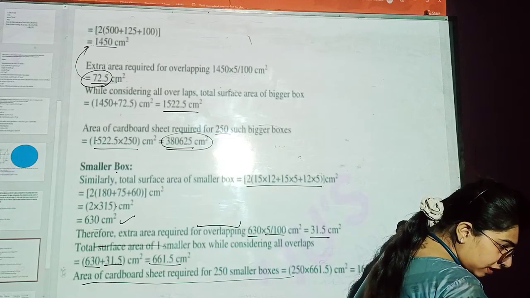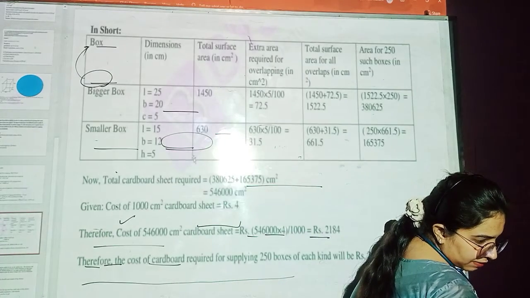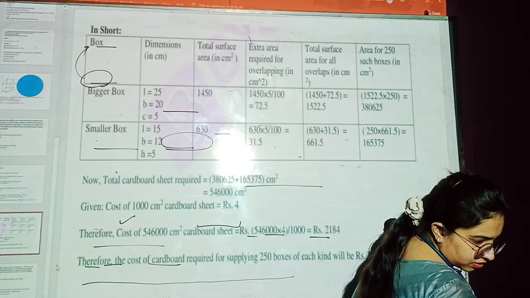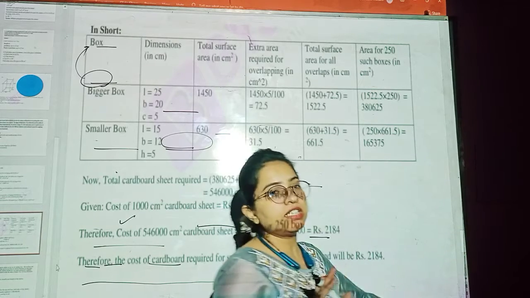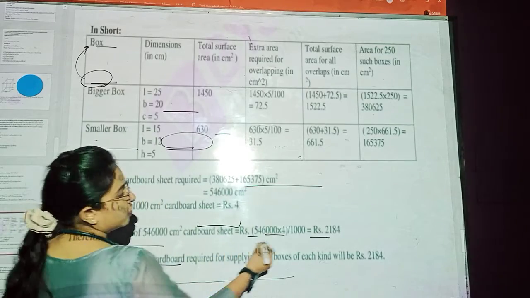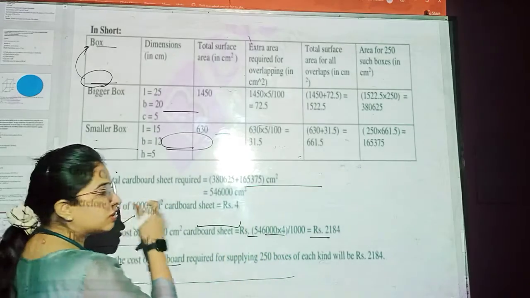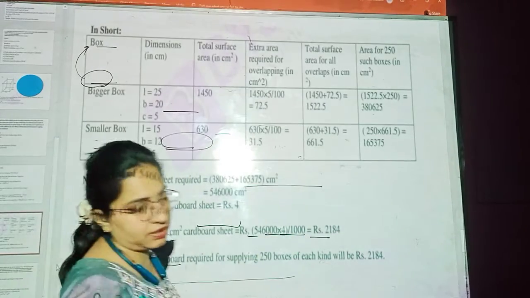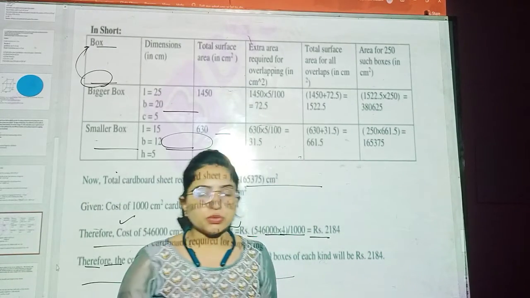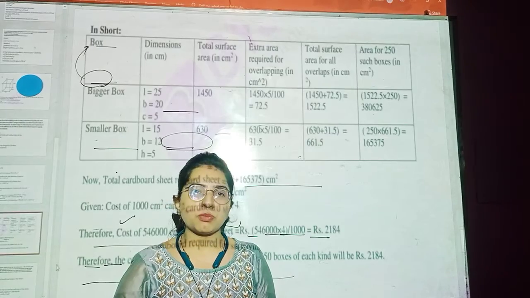So after comparing, dimensions are given to you. For the total cardboard sheet required, you have to add both areas. After adding, you have to multiply with the cost. Cost is 4 rupees per thousand, no? So 4 by 1000, you have to multiply it. That's it, students. This was exercise 13.1.